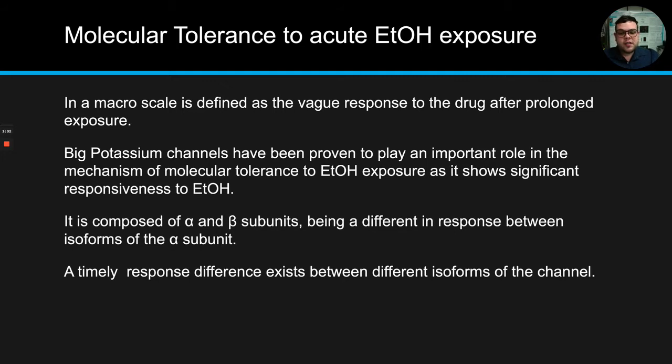This channel differs in isoforms, and they are composed of two subunits, alpha and beta subunits, and they respond differently due to the difference in the alpha subunit, which differs by 58 amino acids, differentiating the specificity of these different isoforms.